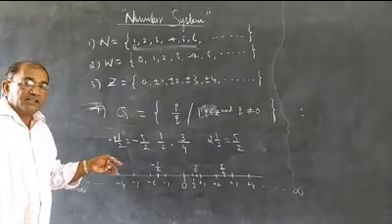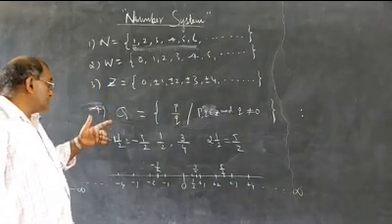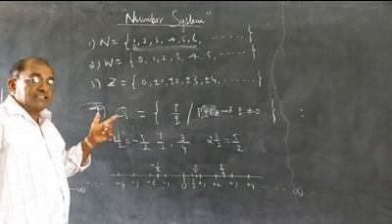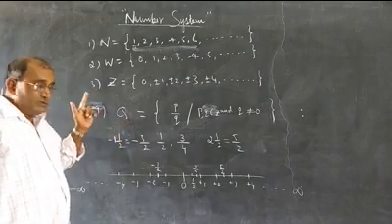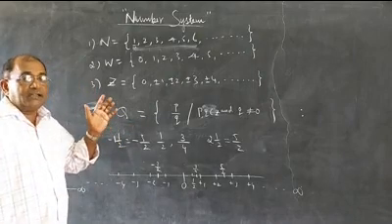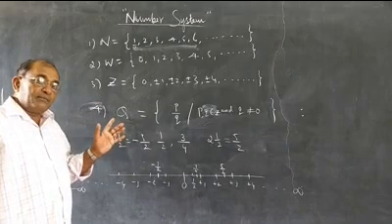Dear children, in the next class, we will further study about what is an irrational number and how to represent those irrational numbers on the number line, and the examples for irrational numbers.